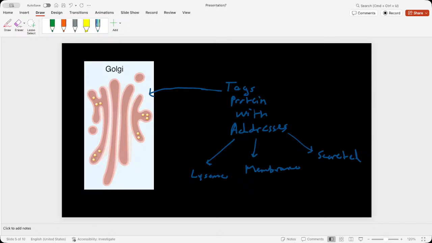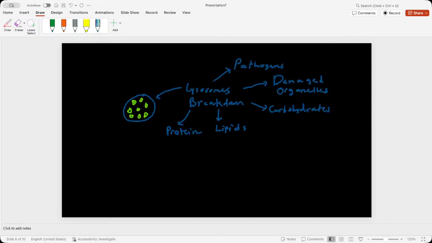So right here at the Golgi, it basically tags protein addresses. It gives an address saying, hey, I'm going to send you to this lysosome, or I'm going to send you to a membrane, or I'm going to have you go to a hormone outside a cell, or some other place. So that's essentially what the Golgi apparatus does.